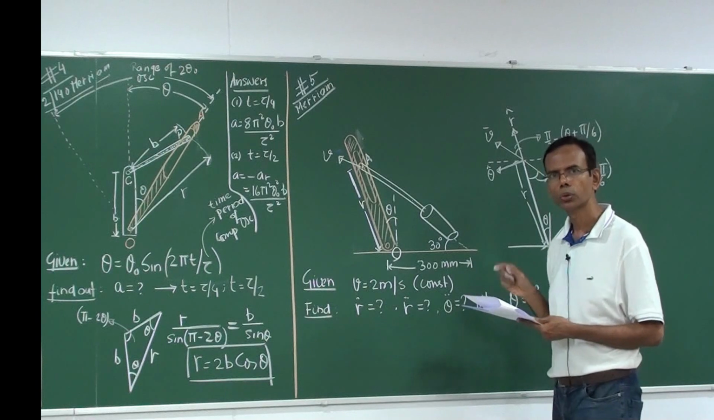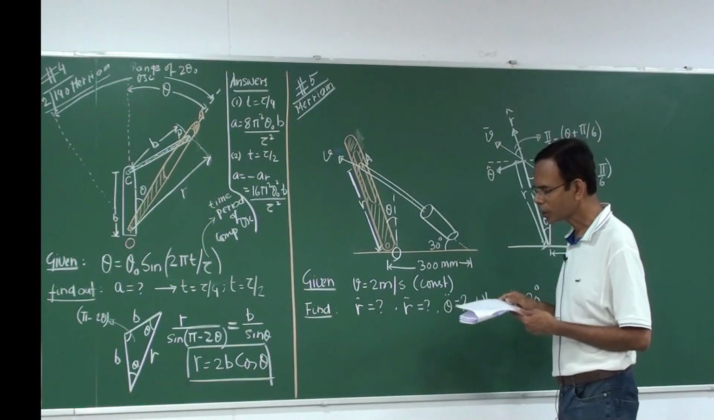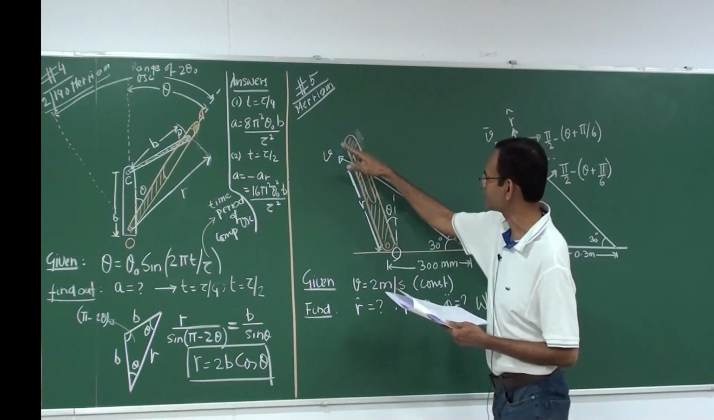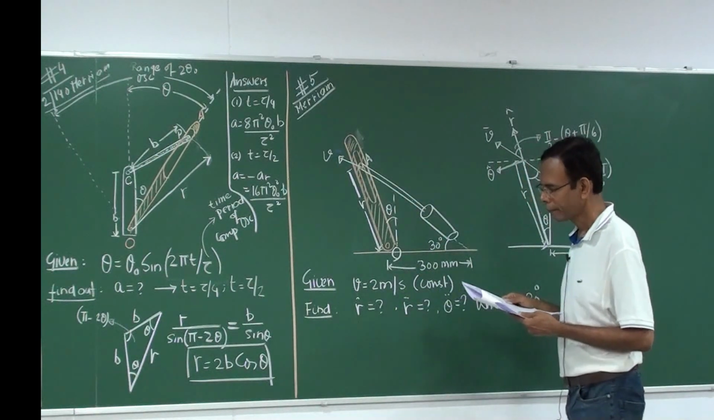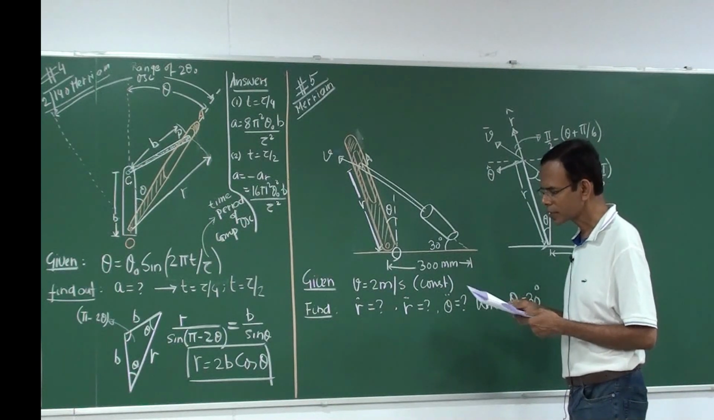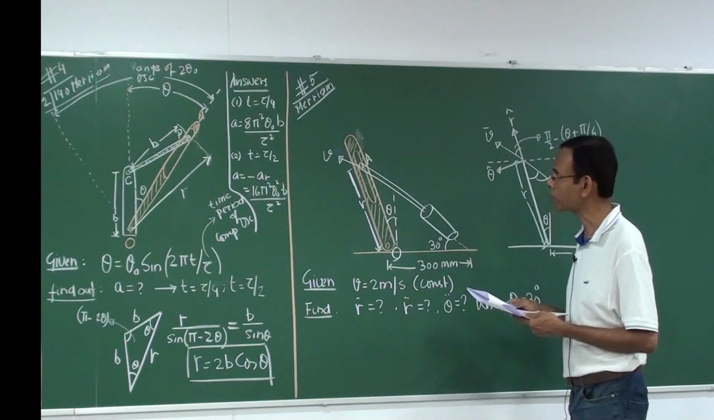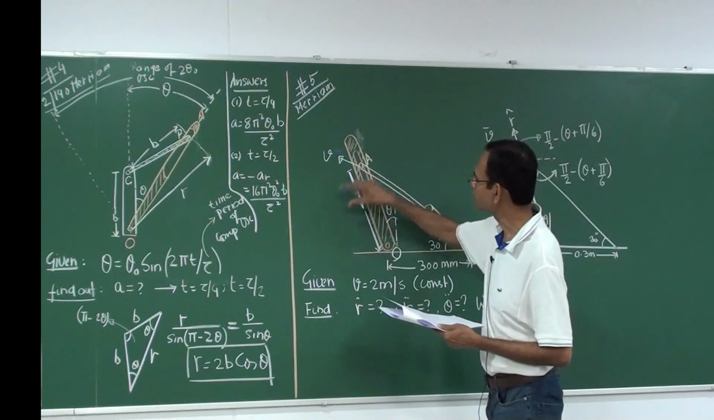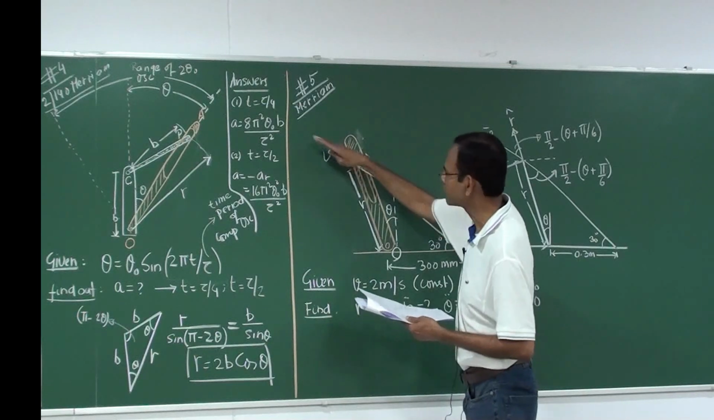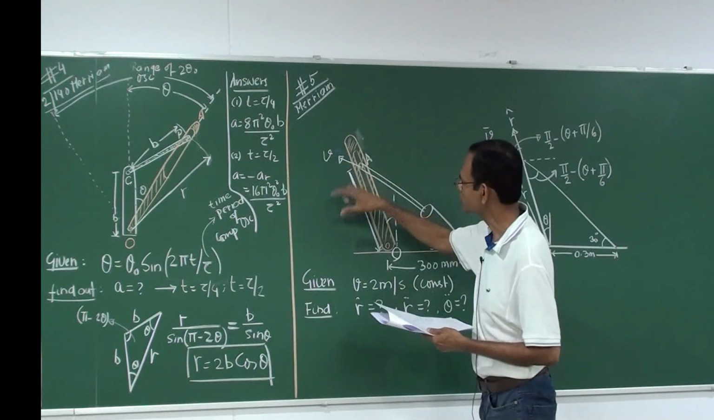V is equal to 2 meters per second along its axis for an interval of motion, and in turn causes the slotted arm to rotate about O. So this slotted arm is rotating about O. So this is giving a constant velocity in this direction, for which the arm is rotating.